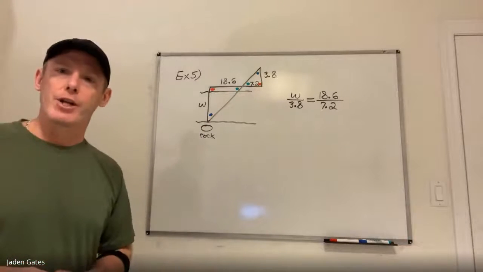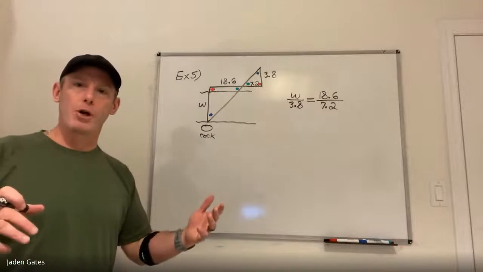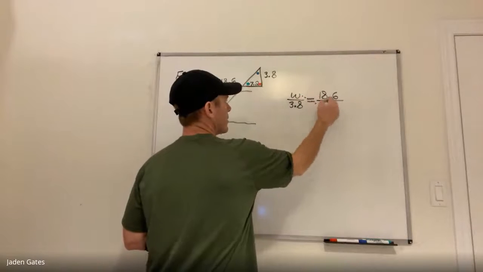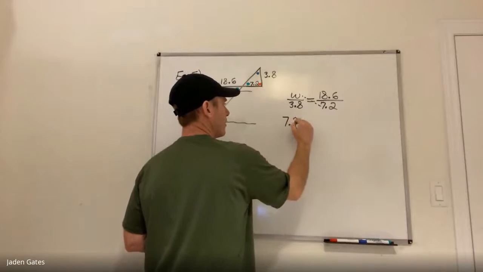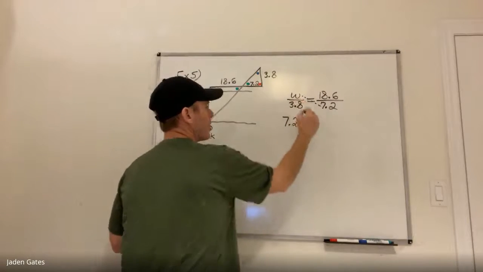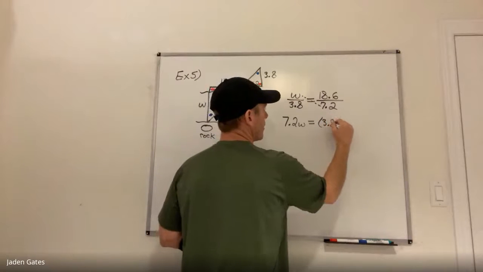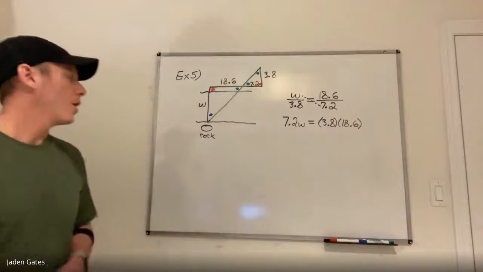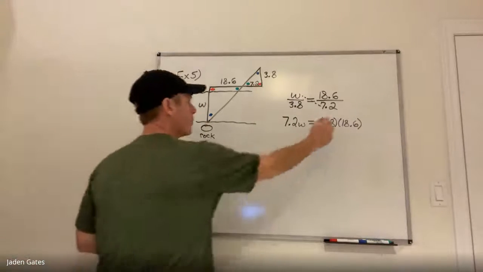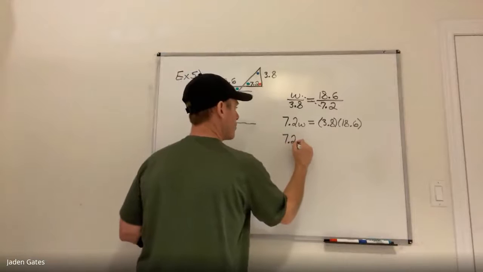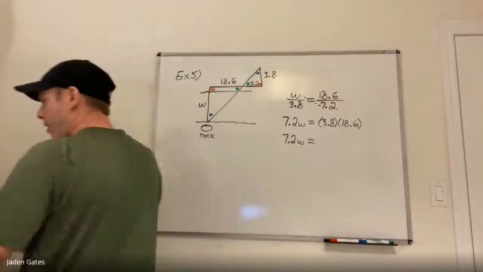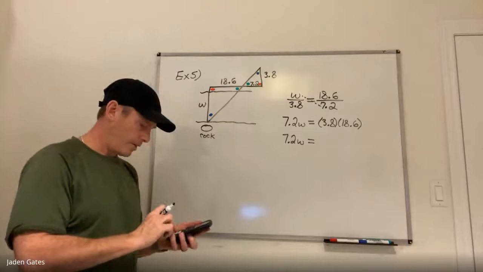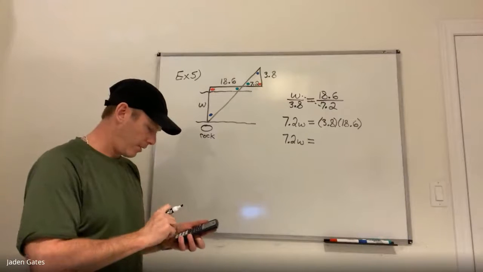Again, I have a fraction equaling a fraction. I'm going to cross multiply and solve. So I'm going to have 7.2 times W, then I also have 3.8 times 18.6. Again, just simplifying. Ooh, I got some decimals there. So I got 7.2 times W, and I'm going to multiply those two numbers. Let's see here, 3.8 times 18.6.